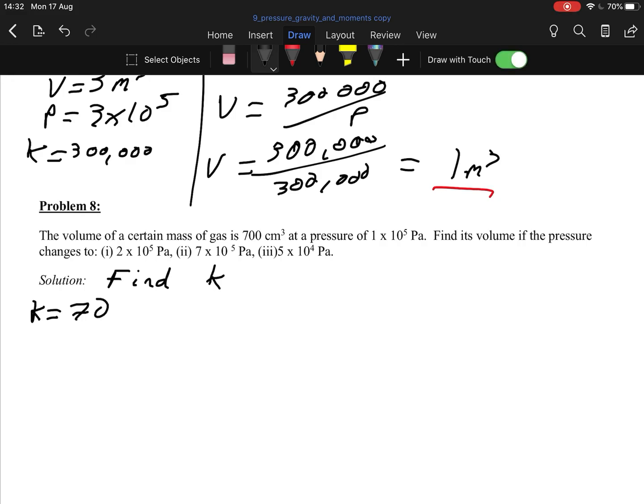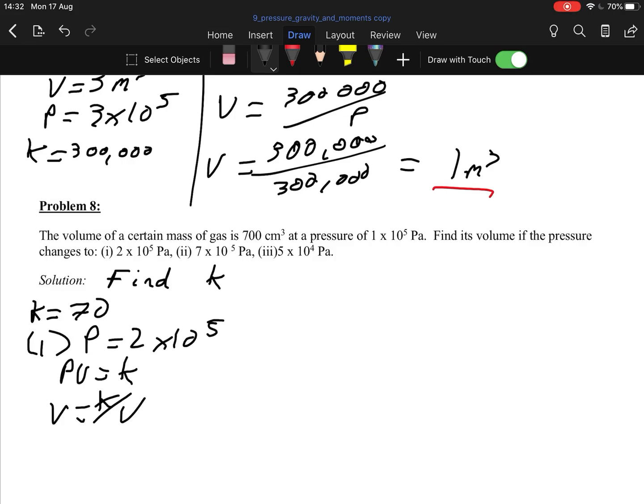Now, so for part 1, P equals 2 by 10 to the 5. So PV equals K. V equals K over P. K is 70. P is 2 by 10 to the 5. So my volume here should be 3.5 by 10 to the minus 4 meters cubed.